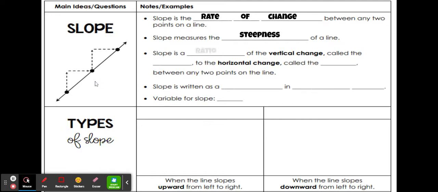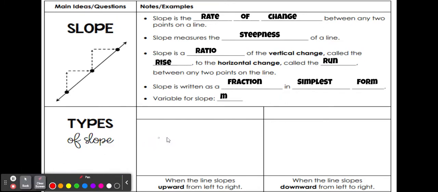it is. So it's a ratio of the vertical change, which is called the rise, to the horizontal change, which is called the run. So that's what we refer to those words as, the rise over the run, because that's the fraction that we're creating. It's the ratio between the change going up and down to the change going left or right. So it's written as a fraction in simplest form, and we use the variable m to represent slope.